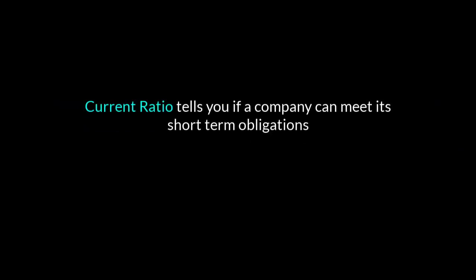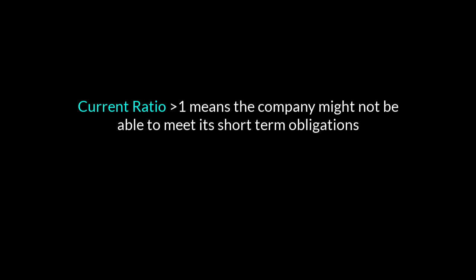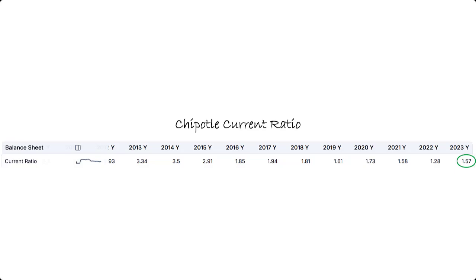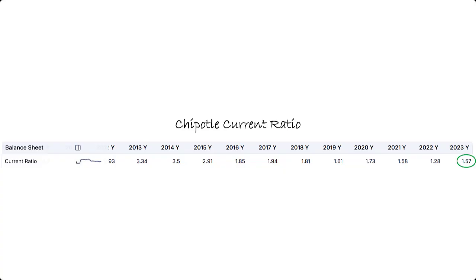The current ratio tells you if a company can meet its short-term obligations. That means it can pay its current liabilities. A current ratio of less than 1 means the company might not be able to meet its short-term obligations. ROIC.ai calculates the current ratio for us. If you want to calculate it yourself, you divide current assets by current liabilities. In 2023, Chipotle had a current ratio of 1.57. That means for every $1 in current liabilities, Chipotle had $1.57 in current assets. This indicates Chipotle can meet its short-term obligations.